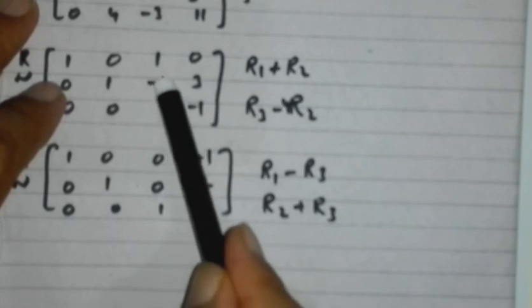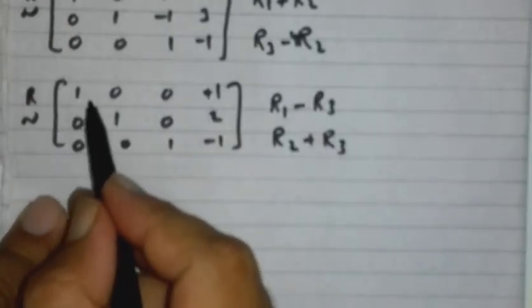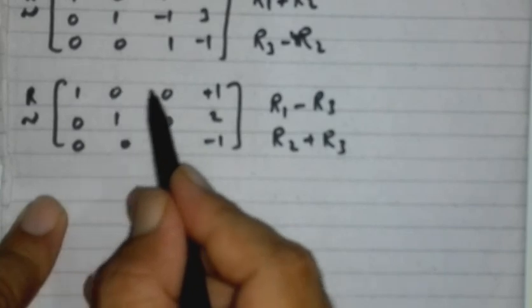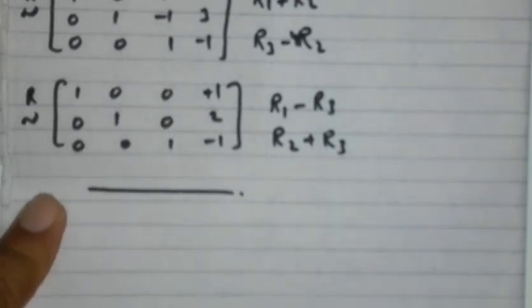Now add this with this, 1 plus 1, we get 0, and minus 1 plus 3, we get 2, and subtract this third row from this, so 1 minus 1, we get 0 here, and 0 minus minus 1, so we get plus 1 here. This is the required reduced echelon form. Look here in the main diagonal, it is 1 1, above it are 0 and below it are 0. This is the required reduced echelon form.